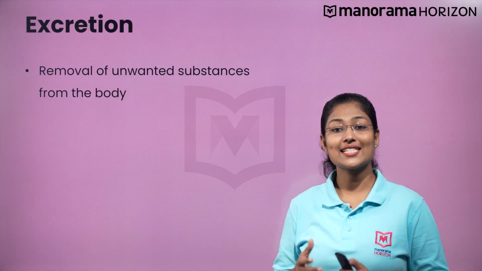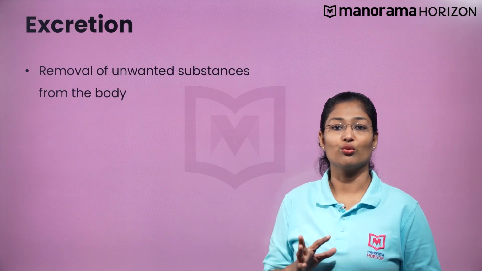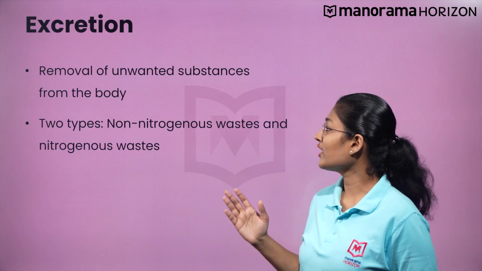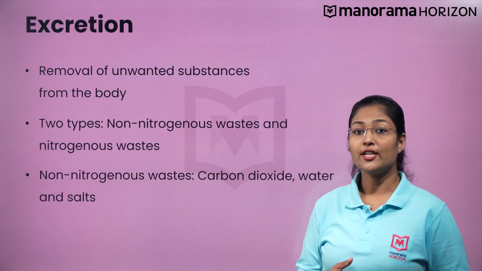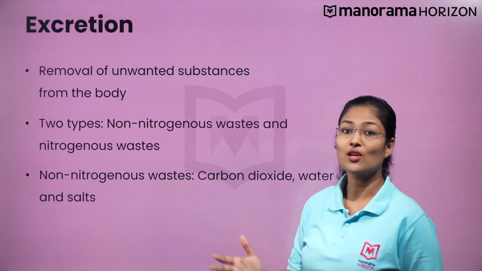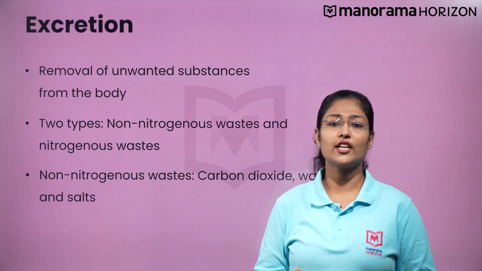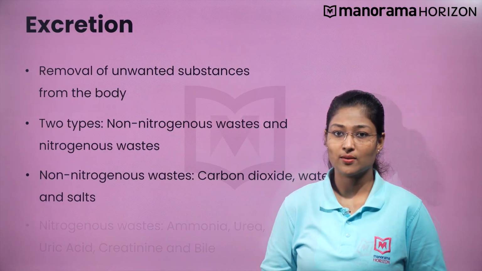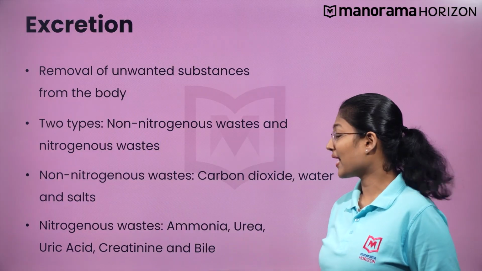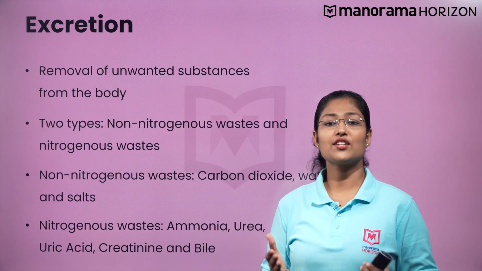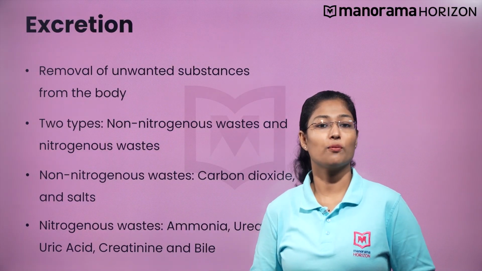We can categorize the excretory waste into two. They are non-nitrogenous waste and nitrogenous waste. Carbon dioxide, water and salts are the examples of different types of non-nitrogenous waste. Ammonia, urea, uric acid, creatine and bile pigments are the nitrogenous waste excreted by humans.